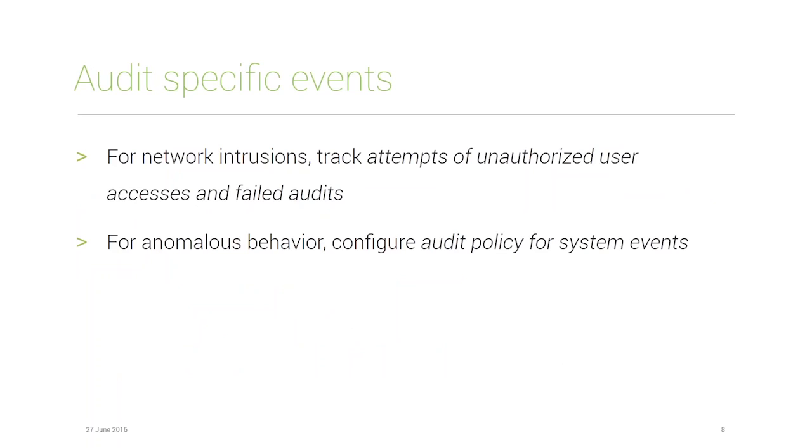So you can understand that setting the audit policy is important and that we need to audit specific events of interest. For example, when it comes to network intrusions, we try to track attempts of unauthorized user accesses and failed audits. And when it comes to anomalous behavior, we configure the audit policy for system events and track those logs. Now I will show you how to configure the audit policies, and you can try checking the configuration of your system in parallel. You can also do so at the end of this demonstration.